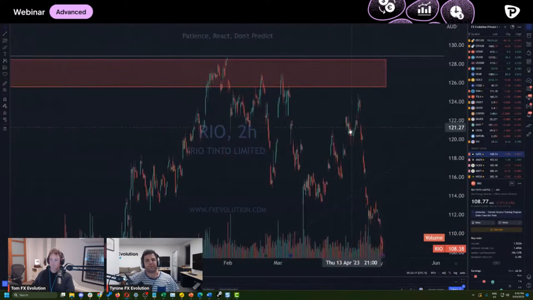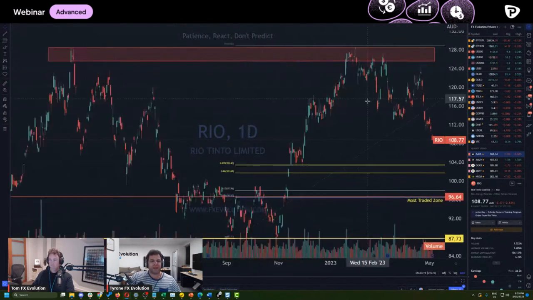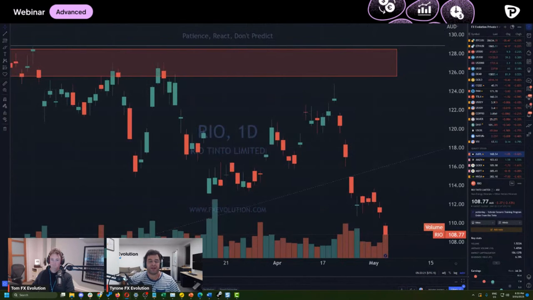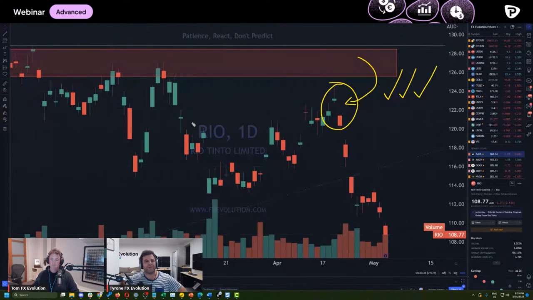It's price action, and price action is not particular to any currency, not any instrument. Price action is price action. Look at that. You can see the shooting star right at the place where you would expect that Rio was going to sell off, around that 124, 125 area. You can see the previous resistance on the other end.